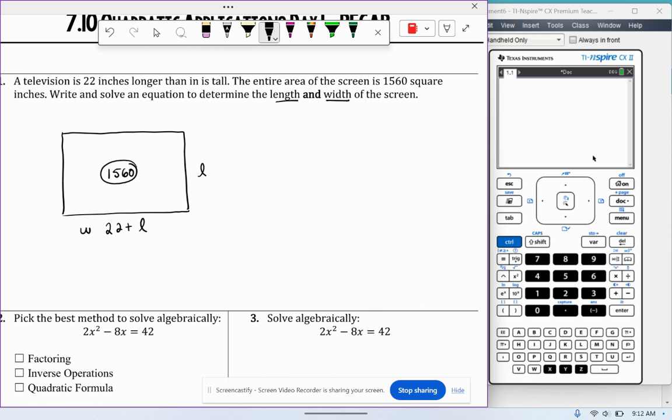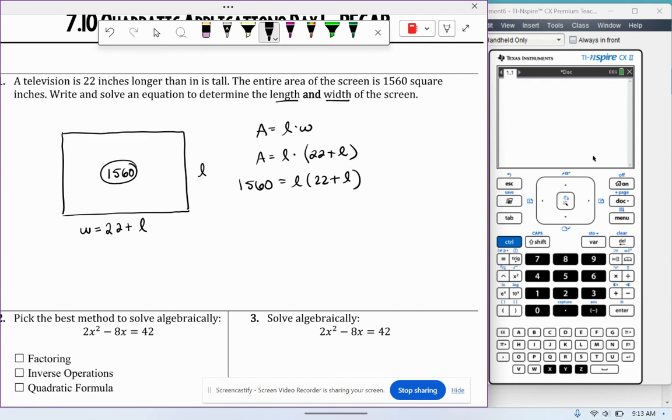Okay, so just so I have everything clear, this is the width in terms of L, and then this guy here is the length. Okay, so area of a rectangle is going to be length times width. Area is equal to length times width, in terms of length is going to be 22 plus L. They give me the area as 1560, so I'm going to go ahead and substitute that in. And then it says write and solve an equation. Okay, so now I'm going to need to solve this guy.